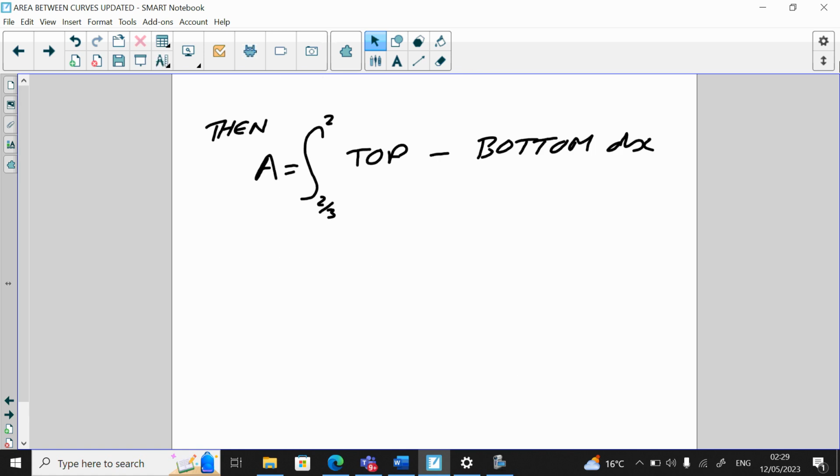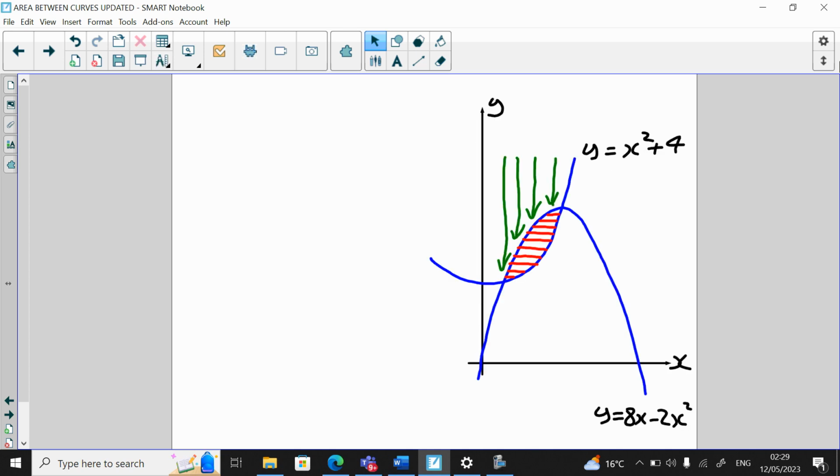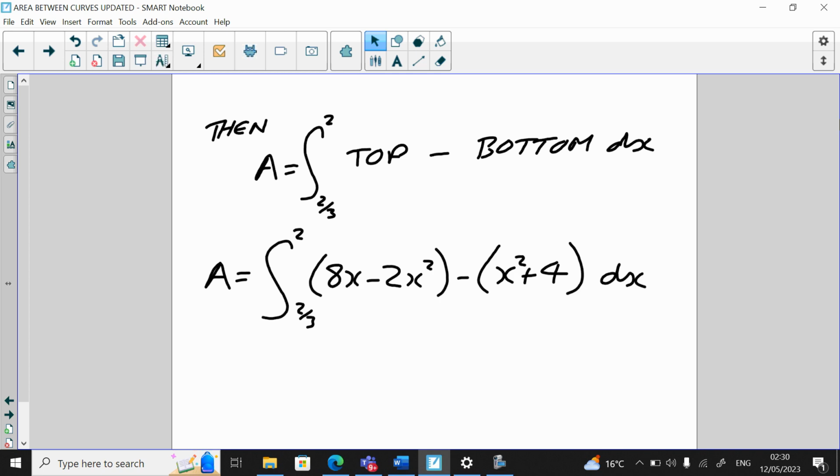Okay. So the area is from 2/3 up to 2, top minus bottom. Just get the curves in the right order. So that looks like 8x take away 2x squared is the top one, x squared plus 4 is the bottom one. Follow the track of the x squared plus 4. You can see that's definitely the lower bound. Okay. So top minus bottom. There you go. We get two functions in there. What's that second one? Remember the negative is -1, so basically these signs will change.